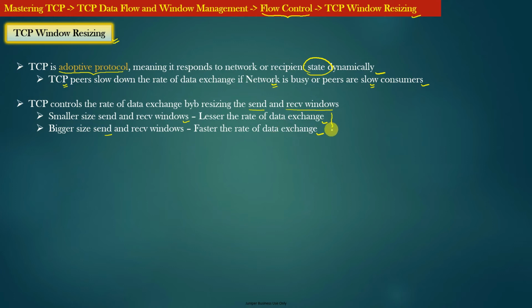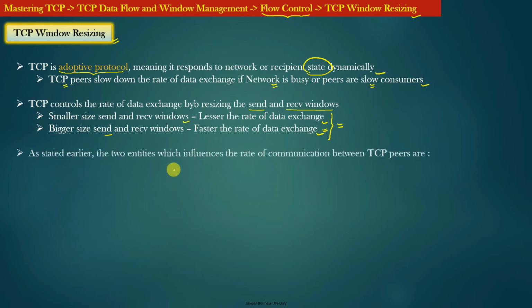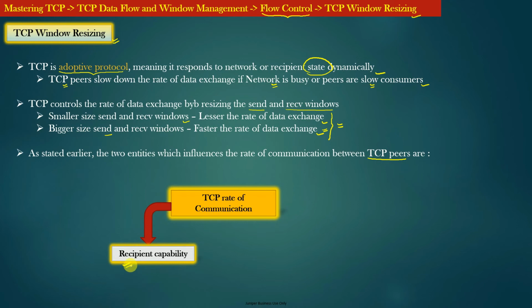This is very simple and straightforward. The larger the size of the TCP send and receive window, the more data segments the TCP sender can inject into the network. At the same time, the completely opposite happens if the TCP send and receive windows are of smaller sizes. As stated earlier, the two entities which influence the rate of communication between TCP peers are, first, the recipient capability, that is, how fast the recipient can consume data arriving at the recipient side. And the second entity is the network capacity.